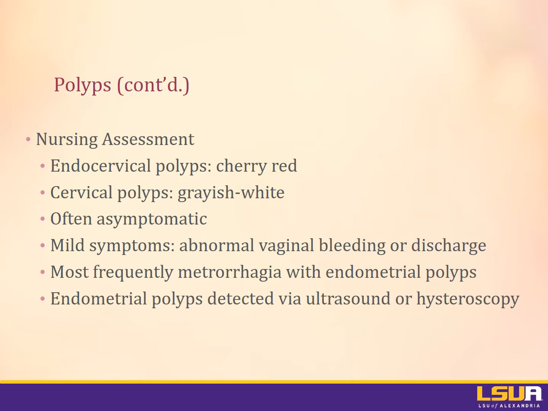Endocervical polyps, the color is usually a cherry red. Whenever they get into the cervical area, they turn more of a grayish white. And as I said, these are often asymptomatic, but if they get large enough, sometimes they'll cause abnormal vaginal bleeding or a vaginal discharge, or metrorrhagia with endometrial polyps, where it bleeds. Sometimes it's painful. Endometrial polyps are often detected by ultrasound, or they will go in with a scope.